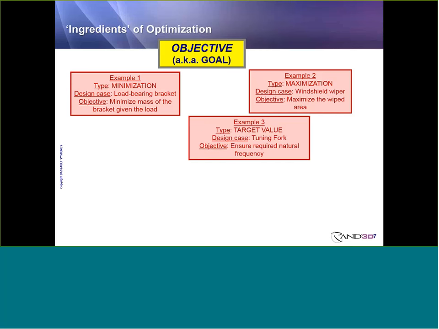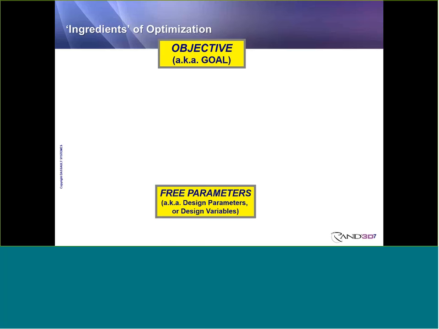The third type is the target value. Sometimes you want your design characteristics to hit a certain target value. A very simple example here: we want to design a tuning fork. The tuning fork is supposed to have a very specific natural frequency, or fundamental frequency. So we want to come up with parameters and dimensions of the tuning fork which will ensure the required natural frequency. So we have to start with a goal.